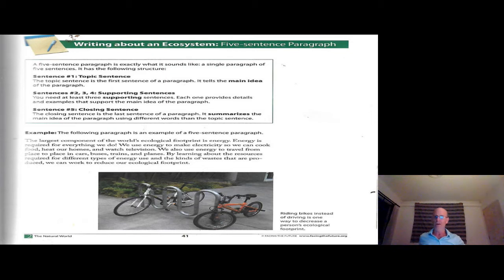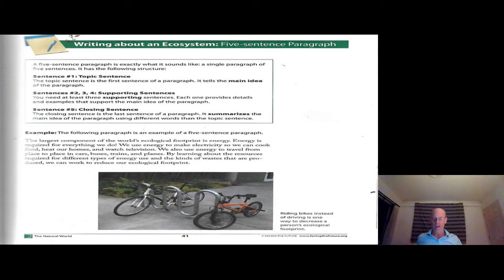an example of a 5-sentence paragraph. The largest component of the world's ecological footprint is energy. Energy is required for everything we do. We use energy to make electricity so we can cook food, heat our homes, and watch television. We also use energy to travel from place to place in cars, buses, trains, and planes. By learning about the resources required for different types of energy use and the kinds of waste that are produced, we can work to reduce our ecological footprint.